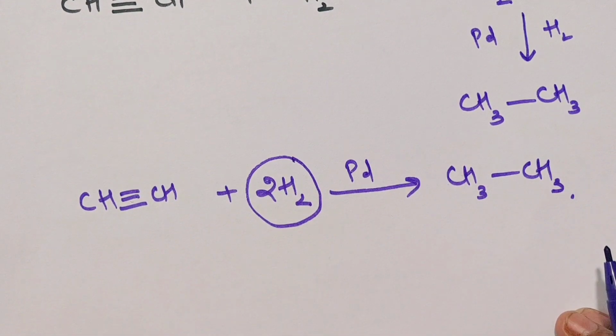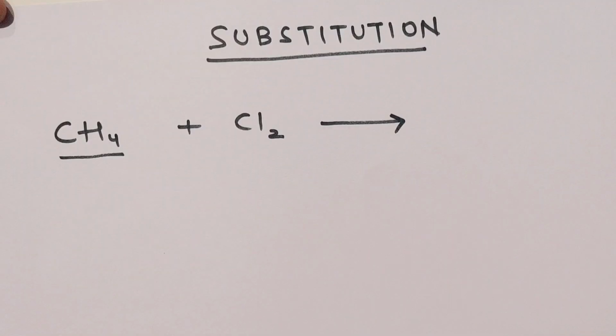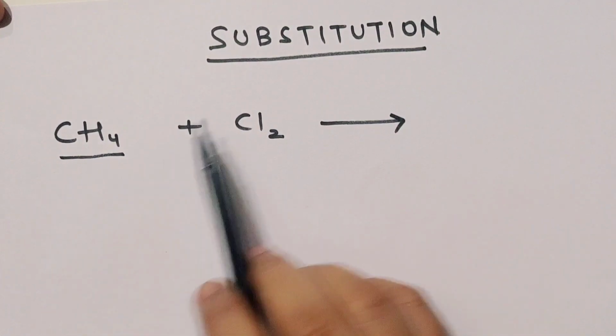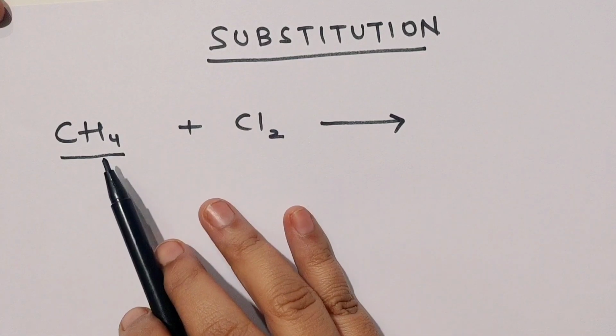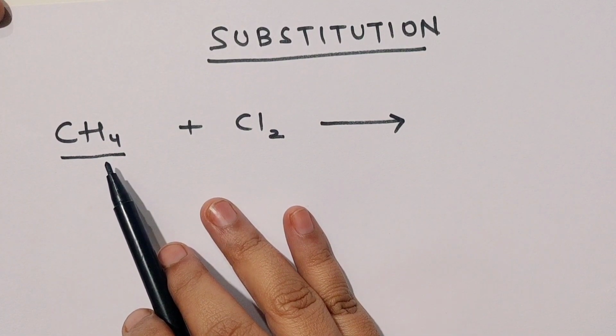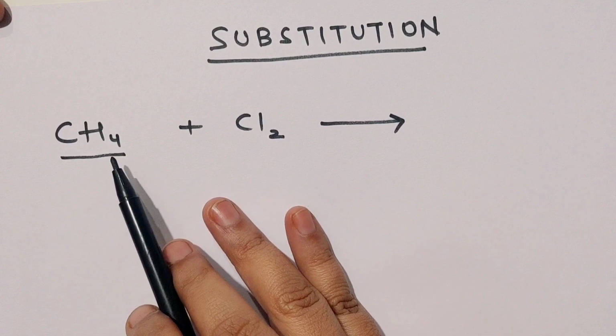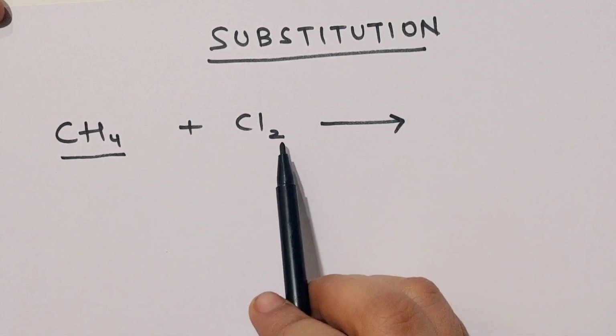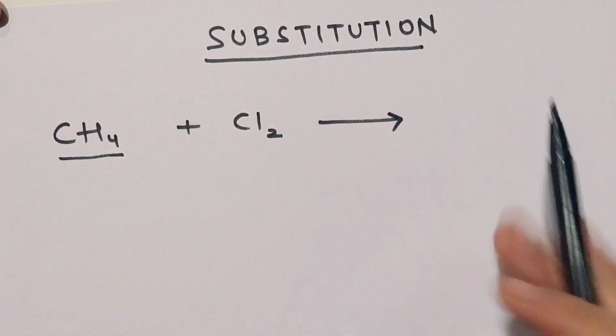Our next topic would be substitution. Okay, now let's talk about substitution. Substitution, as the name suggests, is where one atom is substituted in place of another atom. Okay, so there's a simple exchange of atoms. Now, substitution happens when saturated hydrocarbons such as methane, ethane, propane are treated with chlorine in presence of sunlight.